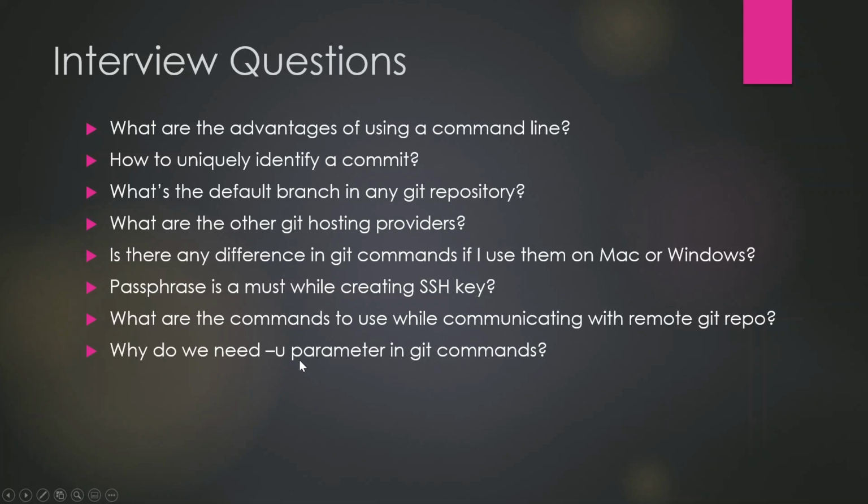Why do we need the -u parameter in git commands? So -u, if you remember, is used for untracked. If git is not tracking any sort of file, you have to use -u. Sometimes it's only a one-time process, and once it starts getting tracked, you don't have to use it anymore. So that's the answer to your question.